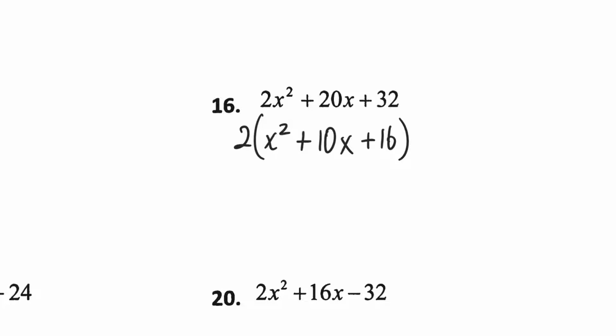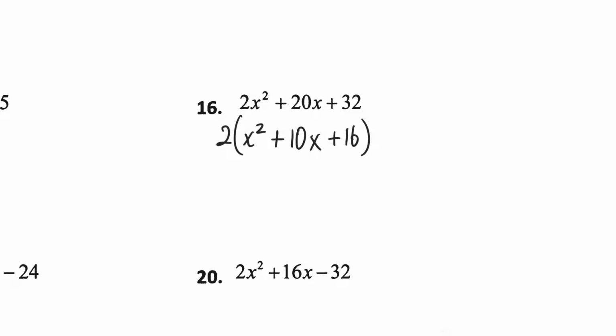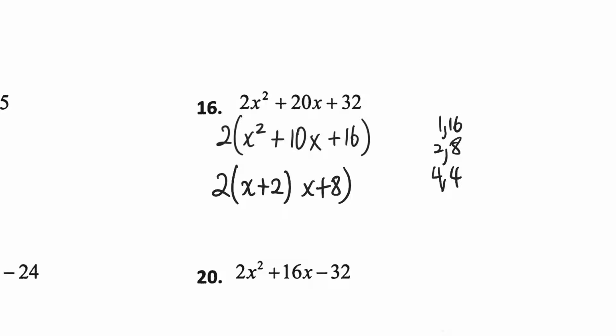Okay, so factors of 16 that add up to 10. 1 and 16, 2 and 8, 4 and 4. Which of those adds up to 10? 2 and 8, obviously. So we have 2 on the outside, we have x plus 2, and we have x plus 8.